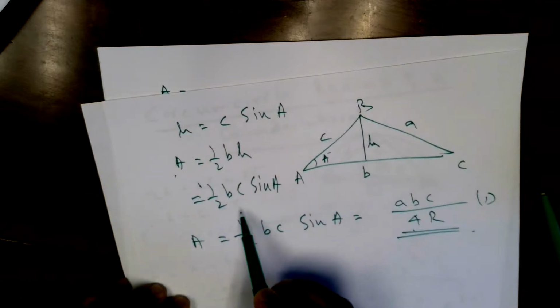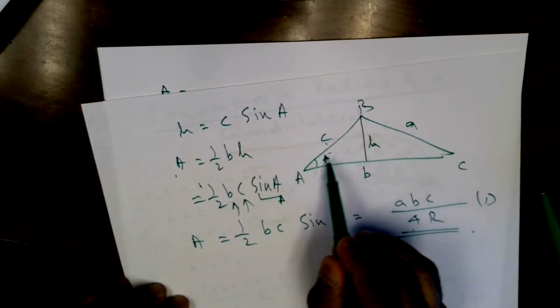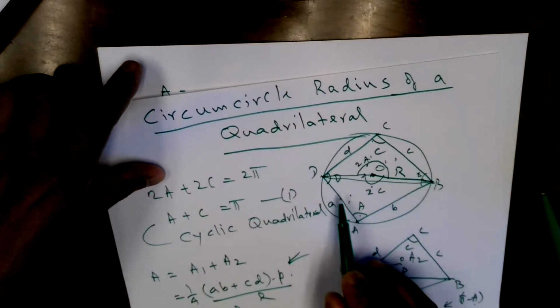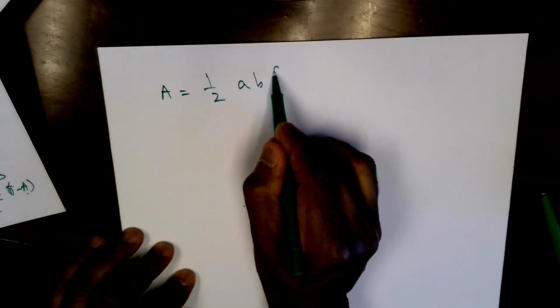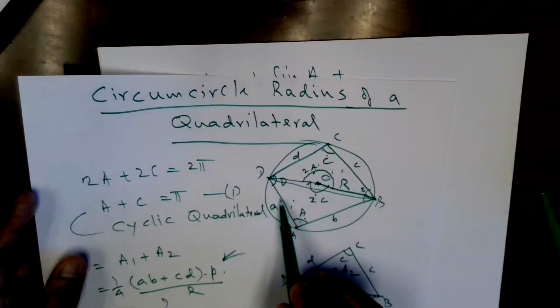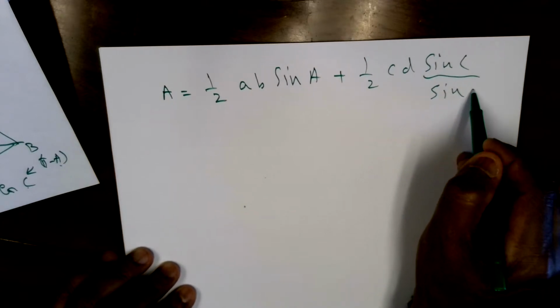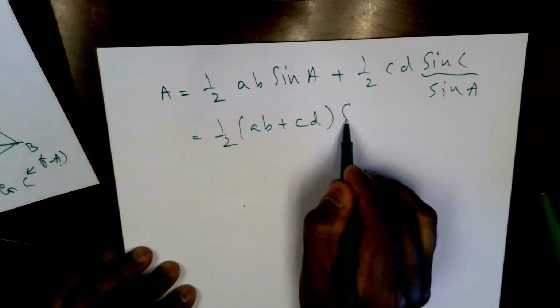Again, for any triangle, area is two sides and the included angle, sine A. So for this triangle, it will be AB sine A. For this it will be CD sine C. So area is half AB sine A plus half CD sine C. But sine C is the same as sine A. So you get this is half of AB plus CD sine A.